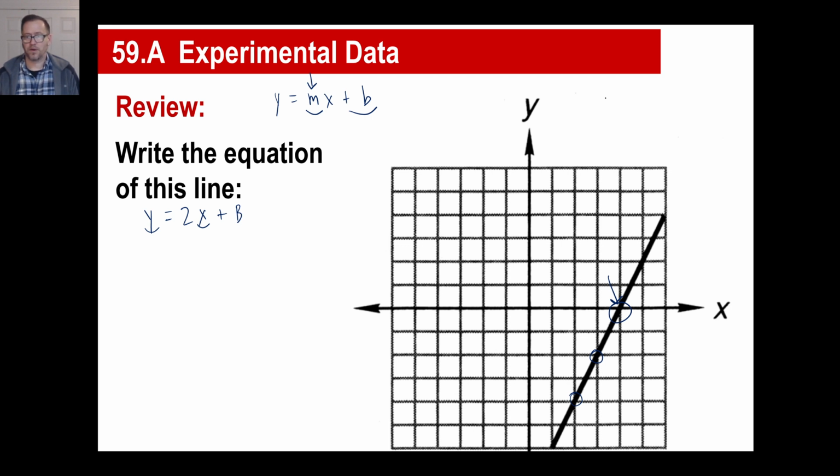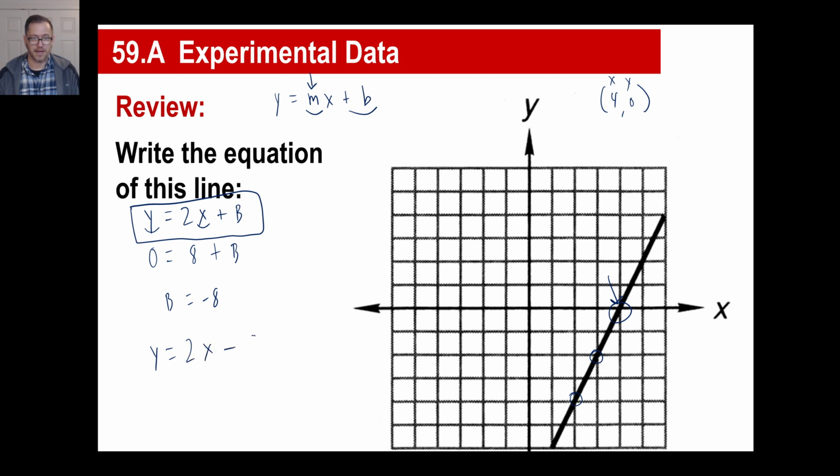Okay, well, yeah, the point is 4, 0. And of course, don't forget, that's the x value, that's the y value. That's what you can stick in here and figure out what b is. So you put your y, which is 0, in there with 2 times x, which is 4, that'll be 8. 0 equals 8 plus b. Obviously, if 0 equals 8 plus something, that something has to be negative 8. Just solve for b. So all we need to do is put the b in there: y equals 2x minus 8.